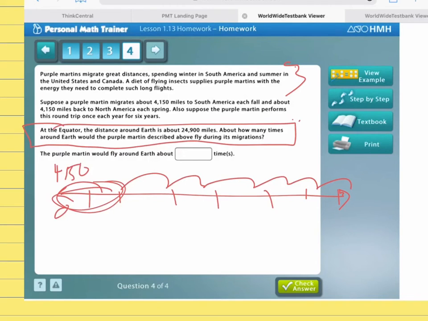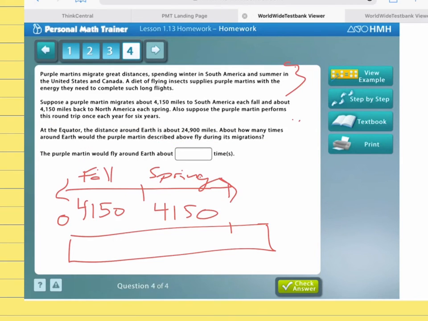that to the distance at the equator. So at the equator, the distance around the Earth is 24,900 miles. About how many times around Earth would the purple martin described above fly during the migration? So let's look at this. In the fall, they do 4,150 miles. In the spring, they do 4,150 miles. So together, it would be 4,150 plus 4,150, or 4,150 times 2, and that's going to give you 8,300. So in 1 year, they do 8,300 miles.